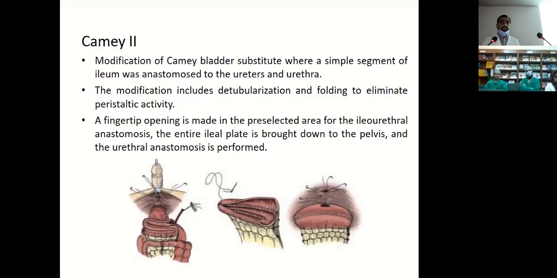The Camey 2 is a modification of the Camey bladder substitute, where a simple segment of ileum was anastomosed to the ureter and the urethra. Modifications include detubularization and folding, and elimination of the peristaltic activity. A fingertip opening is made in the preselected area for the ileourethral anastomosis. The entire ileal plate is brought down to the pelvis. The urethral anastomosis is performed.